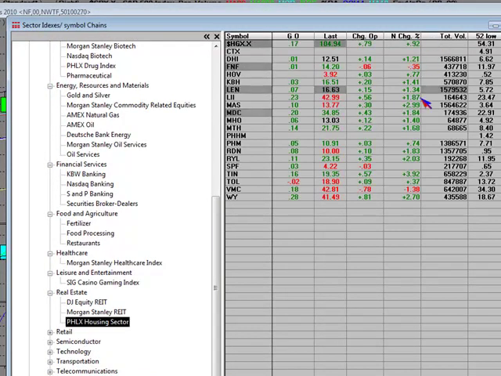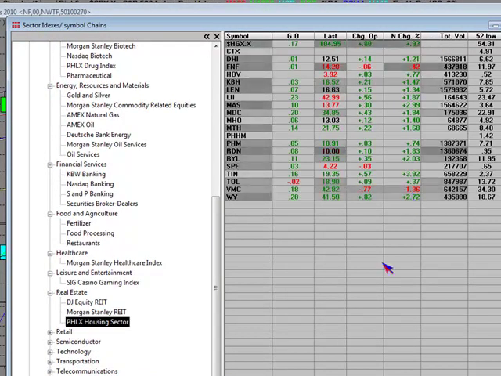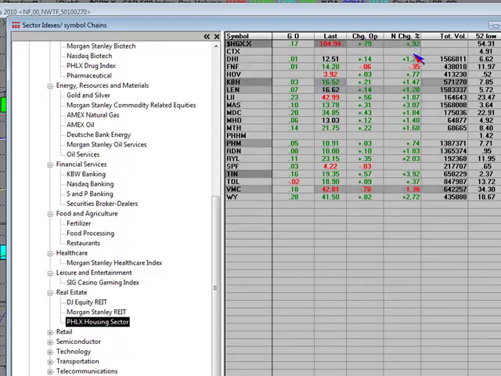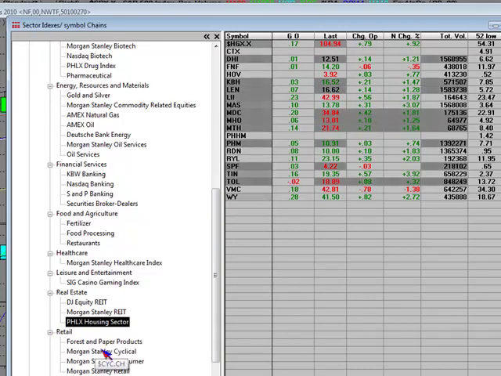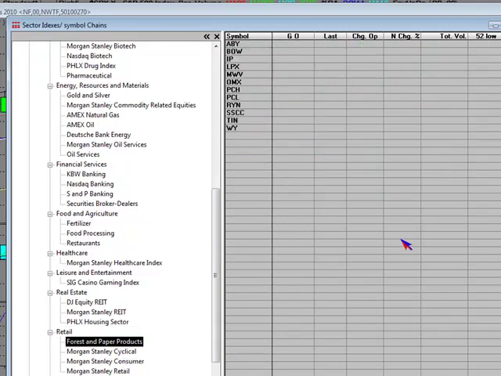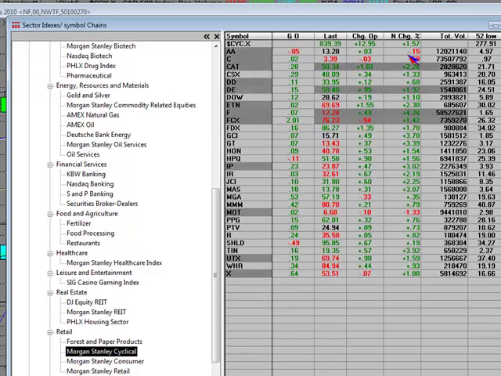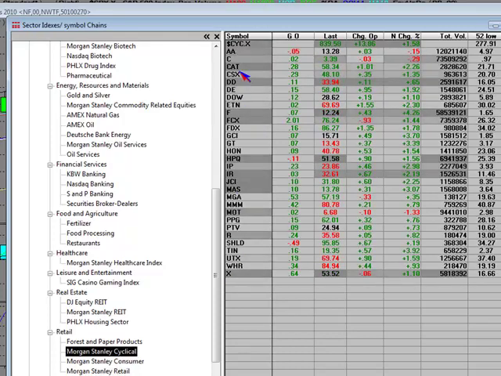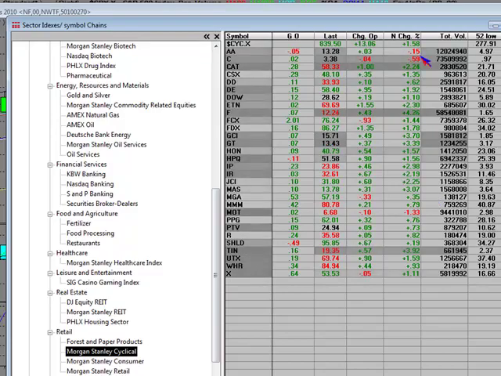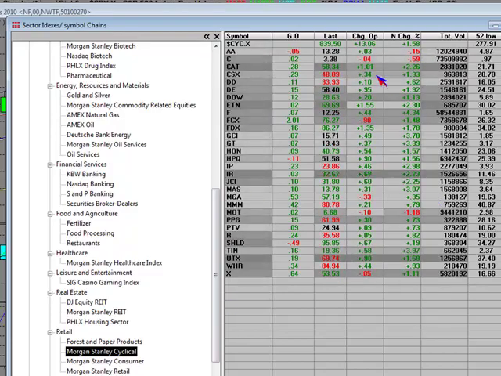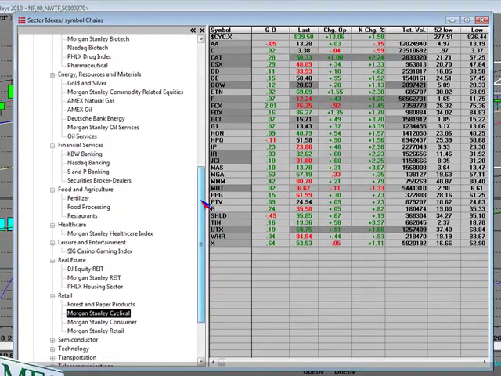Housing sector, oh boy, the housing sector must be on fire. I see buying there. Is it really though? No. Here, what about forest paper and products? They're buying there. What about Morgan Stanley cyclicals? Oh boy, they're really crowding in there. So you know how the fund managers like to operate. That's your cyclicals and that index, and they're buying in there.